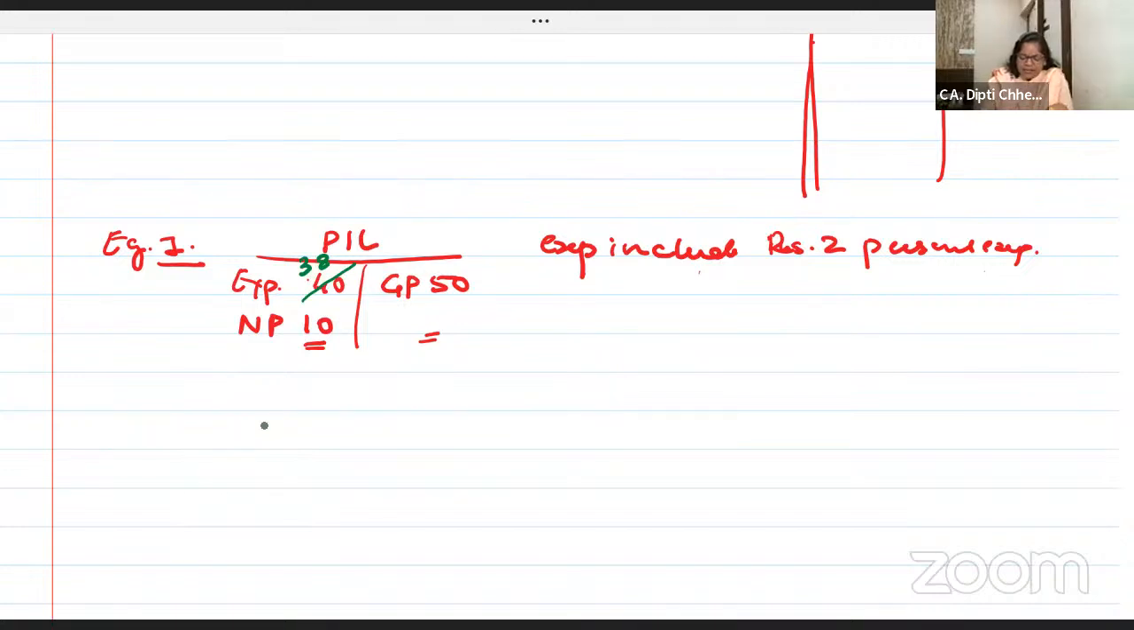Can you scratch like this? No. When you reduce your expense, what's the impact on profit? Profit will increase by 2 rupees. That's why I should add.